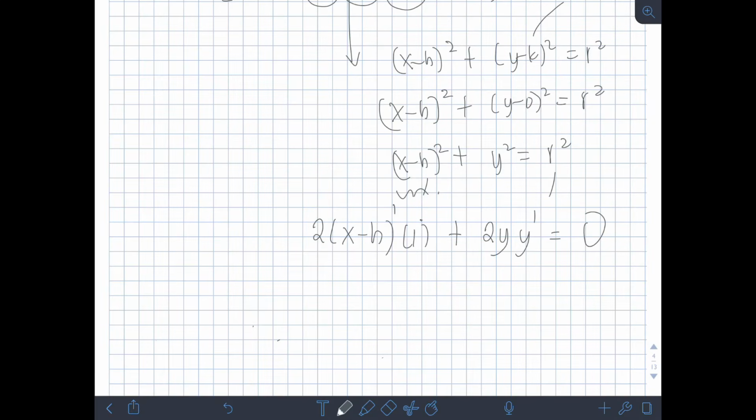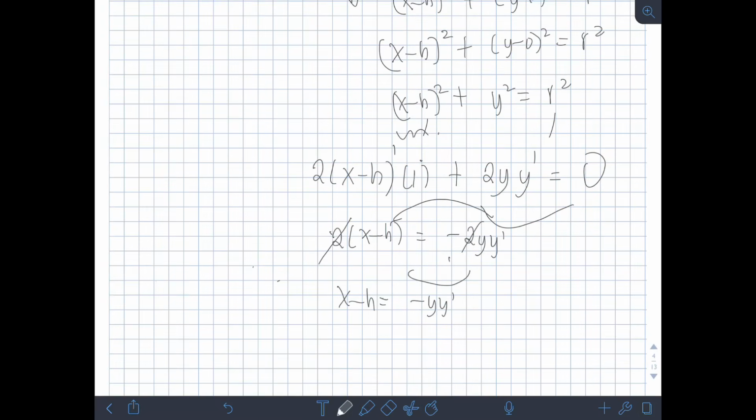Because it is a constant. Okay? Now, we can transpose 2y prime to the other side, so 2 times x minus h is equal to negative 2y prime. And then, we can cancel out the 2 so that we can solve for h. So, x minus h is equal to negative y prime after cancelling the 2. Therefore, transposing h and y prime, h is equal to x plus y prime.